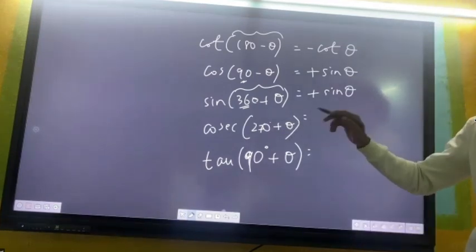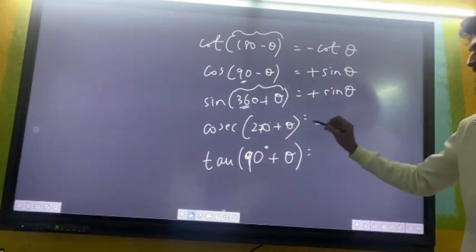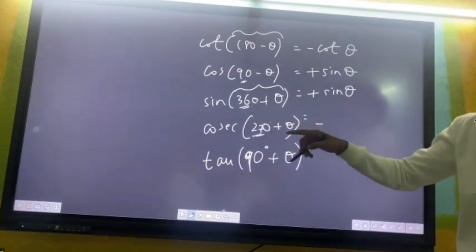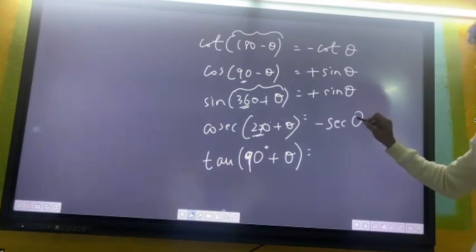270 plus is the fourth quadrant. In the fourth quadrant, cosecant is negative. 27 is what number? Odd number. Odd number, cosecant becomes secant theta.